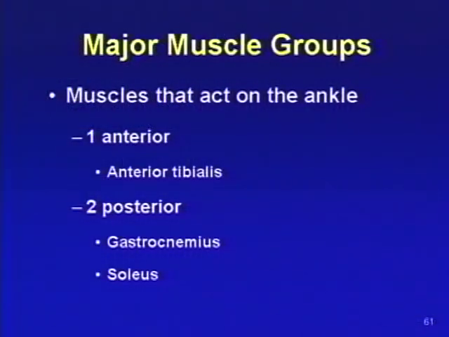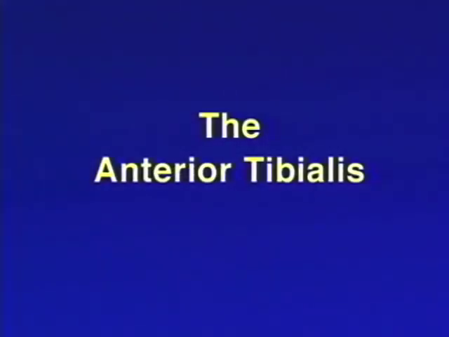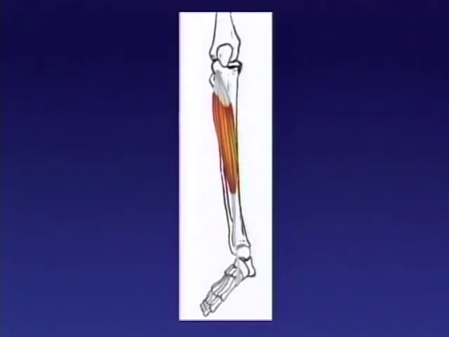We're now ready to address the muscles that act on the ankle. We'll look at one anterior muscle, the anterior tibialis, and we'll look at two posterior muscles, the gastrocnemius and the soleus. First, the anterior tibialis. The anterior tibialis originates on the upper two-thirds of the lateral surface of the tibia and interosseous membrane. It inserts at the inner surface of the medial cuneiform and the first metatarsal.